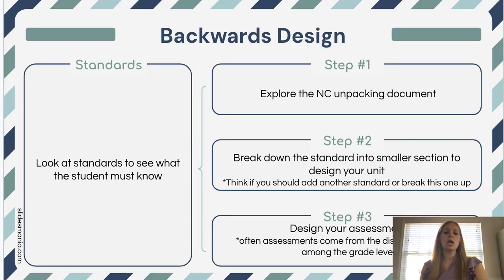So first, when thinking about backwards design, we want to first look at the standards, and we want to basically Google North Carolina standards and then find whatever grade, subject, all of that we're looking at. Then we need to go to the unpacking document. Again, we're going to Google that, and 9 times out of 10, the unpacking document has those standards. Then you're going to break down that standard into, do I need to add in another standard, or do I need to break up this standard so that I can create my assessment?